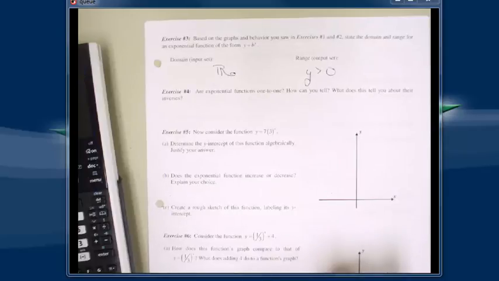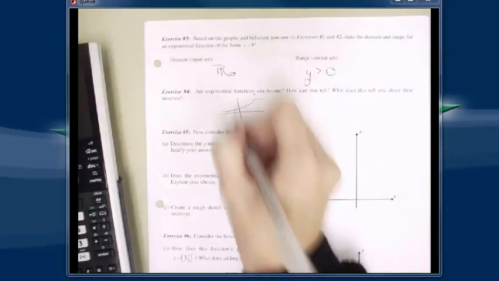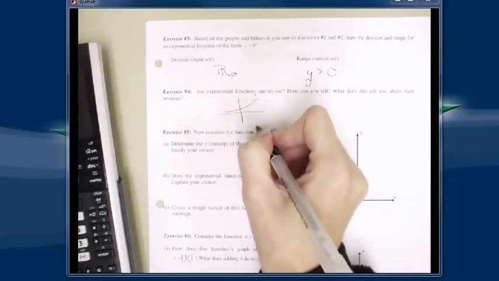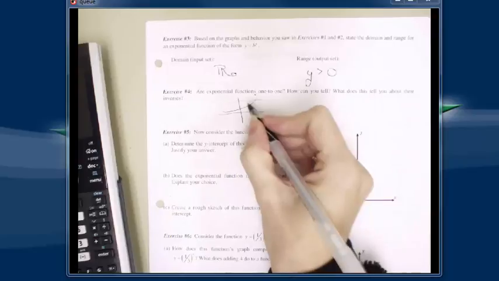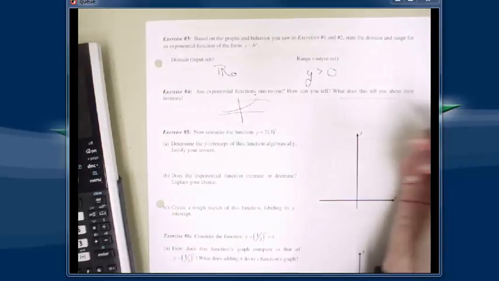We're going to talk about one-to-one. Remember, one-to-one means they've passed the horizontal line test. It was already a function because it passed the vertical line test, and now it will pass this as well. What does it tell me? It tells me they're going to have an inverse, and I know inverse means switch x and y.